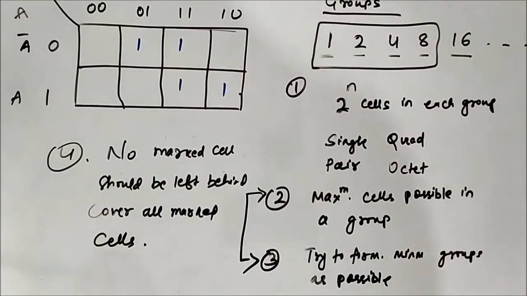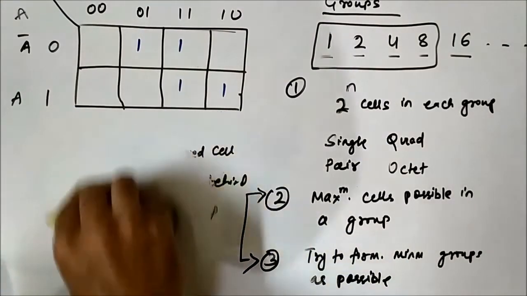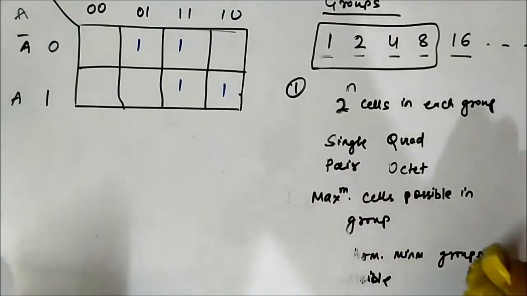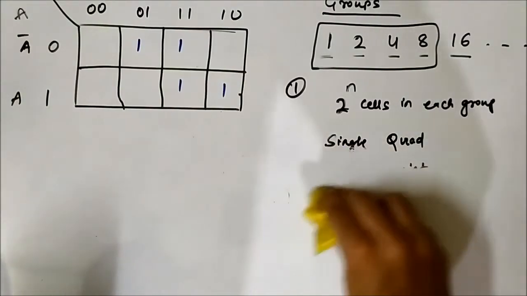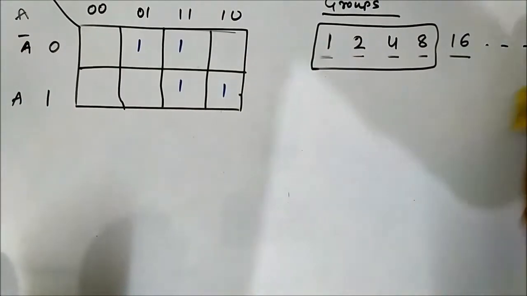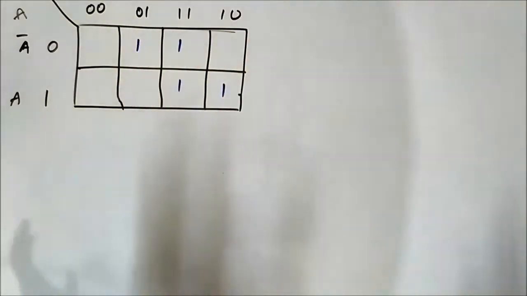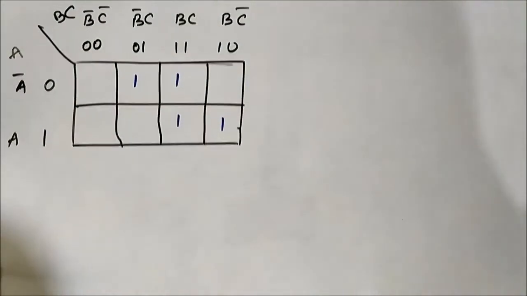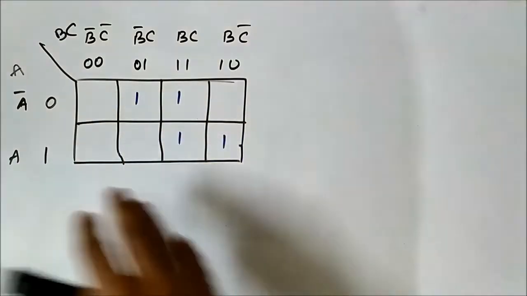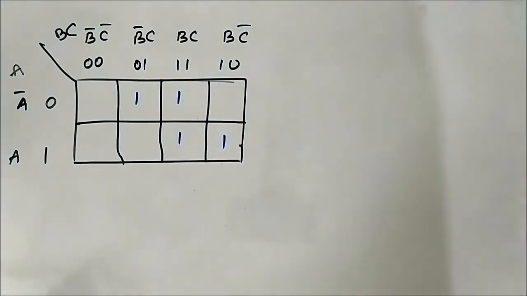Okay, so now let us see what are the different possibilities of formation of groups. You can write these points also. Okay, so here we have the marked cells that are like this. Let us just imagine that we have the cells marked like this. So how can groups be formed?